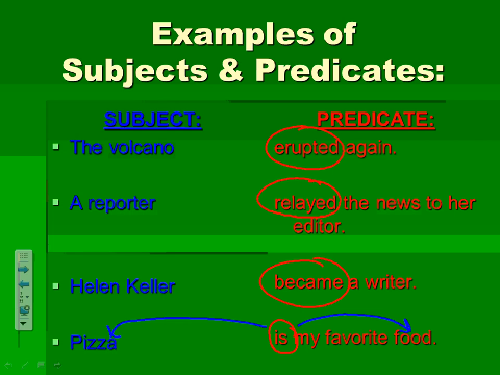Let's look at the sentences. So if we read them straight through, the volcano erupted again. A reporter relayed the news to her editor. Helen Keller became a writer. Pizza is my favorite food.